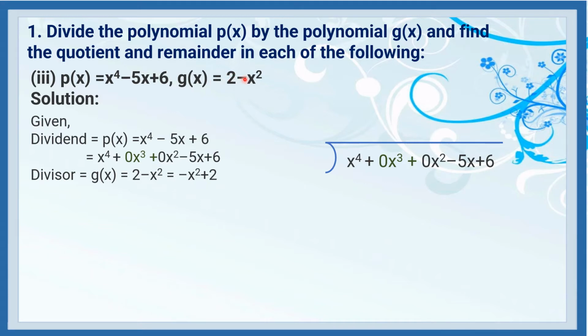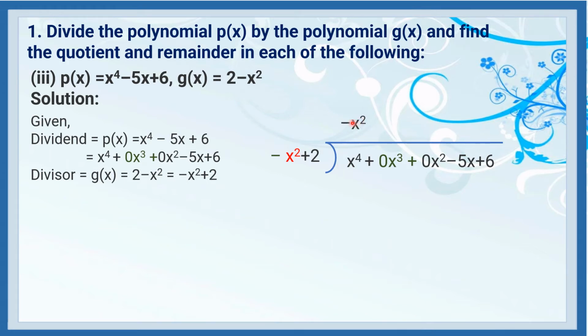Here, minus x square plus 2. So let us write that also: minus x square plus 2. Now divide this and this. x power 4 divided by minus x square. So we get minus x square.